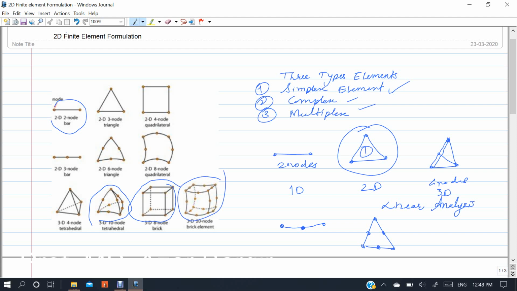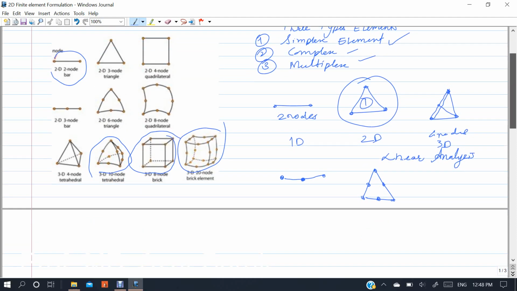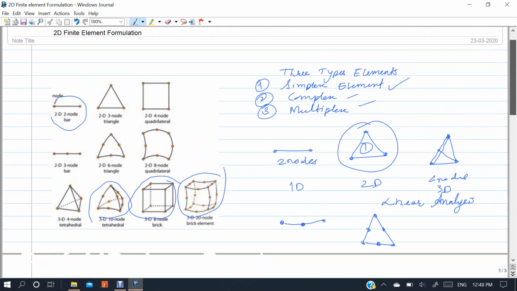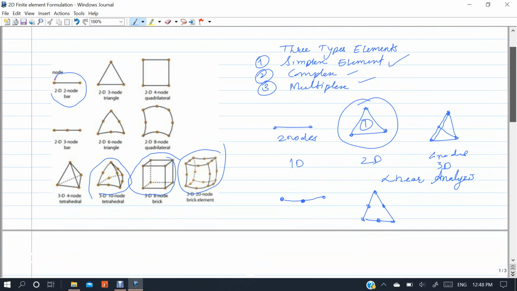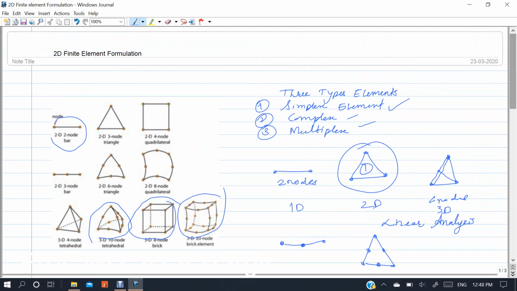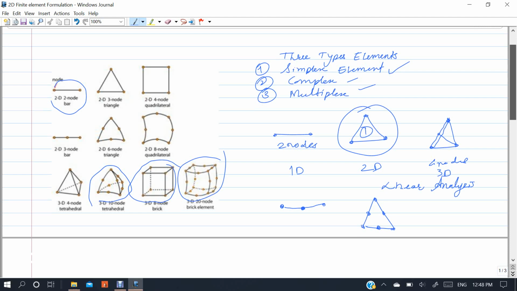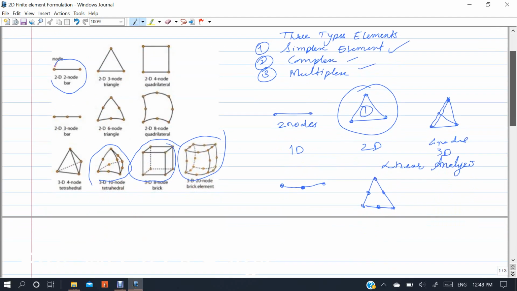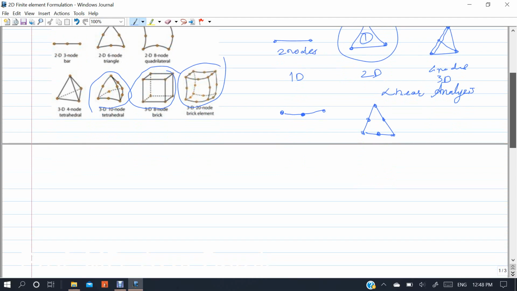Today we are going to see the interpolation functions used for each type of these elements, that is for simplex, complex and multiplex. This will clear the basic fundamentals for solving the interpolation problem, then the plane stress problem, plane strain problem, then the axisymmetry problem, which are included in this unit.